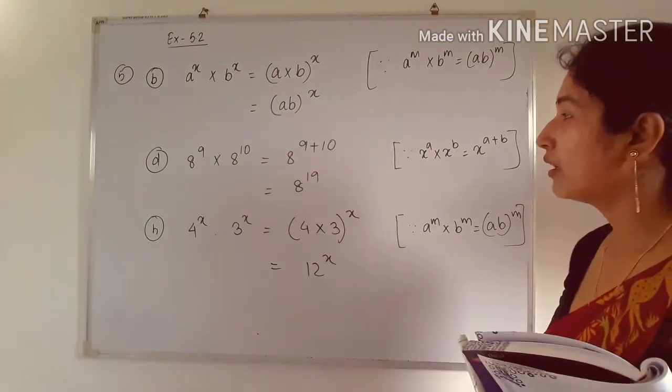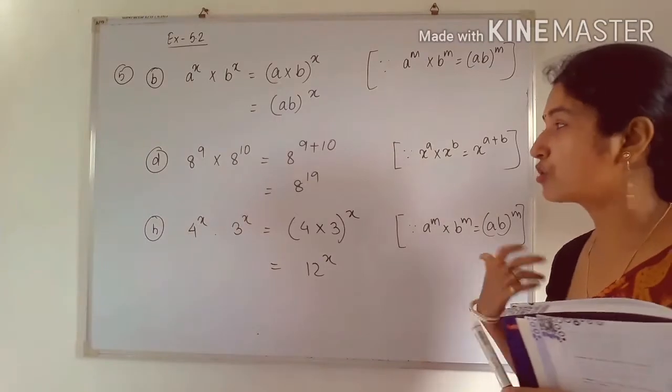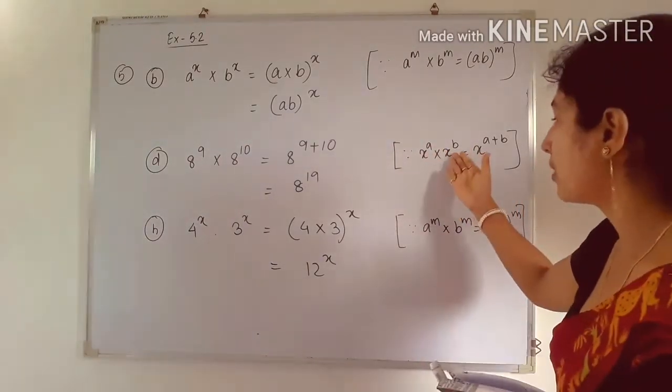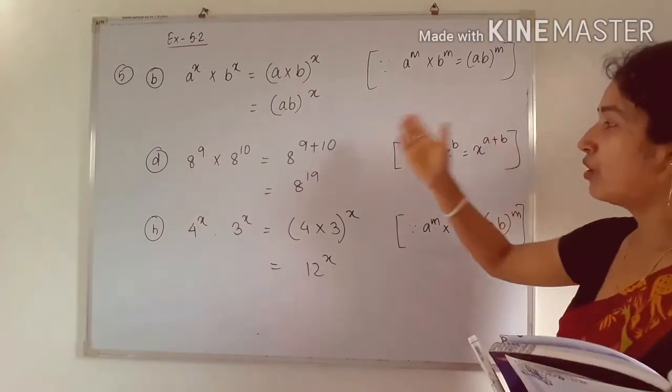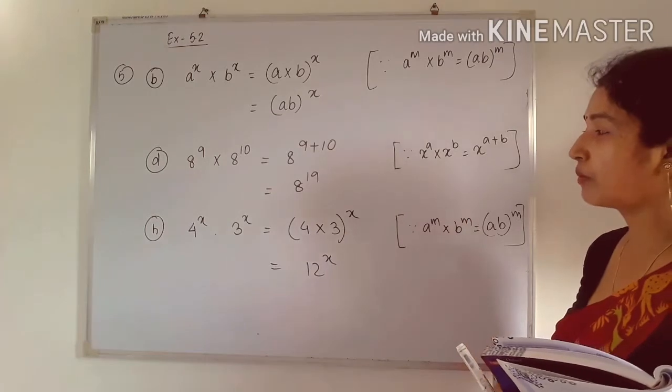Next is number D. Here you can see the base is the same and the powers are different. So we can apply this property, the first one: x to the power a into x to the power b is equal to x to the power a plus b. So we can add the exponents, 9 plus 10 will be 19, so 8 to the power 19.